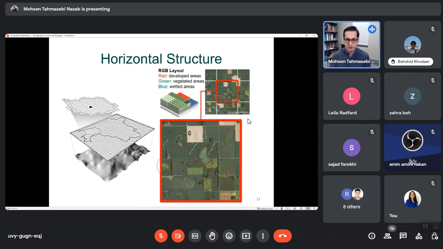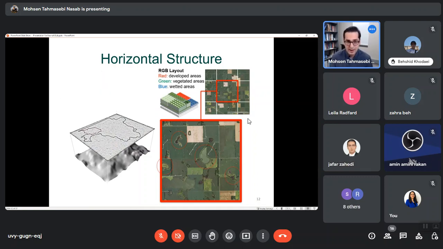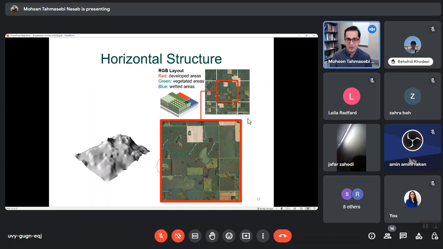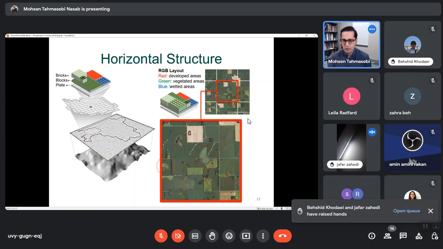Just to be clear, the red represents developed areas, and developed areas are cities and paved areas. Green areas are vegetated areas, such as forests, crops, and so forth, and blue areas are water areas.